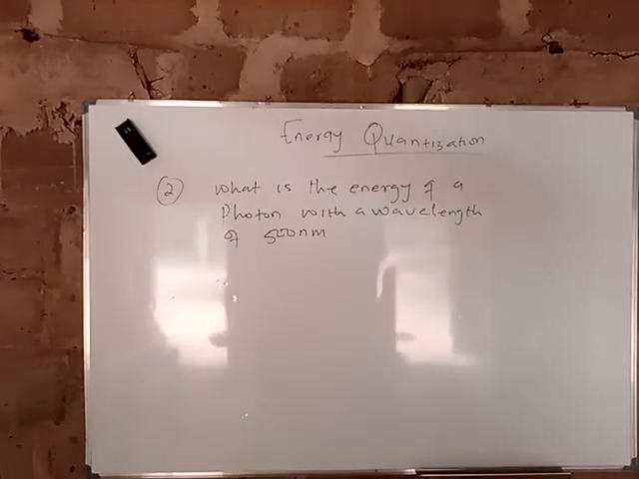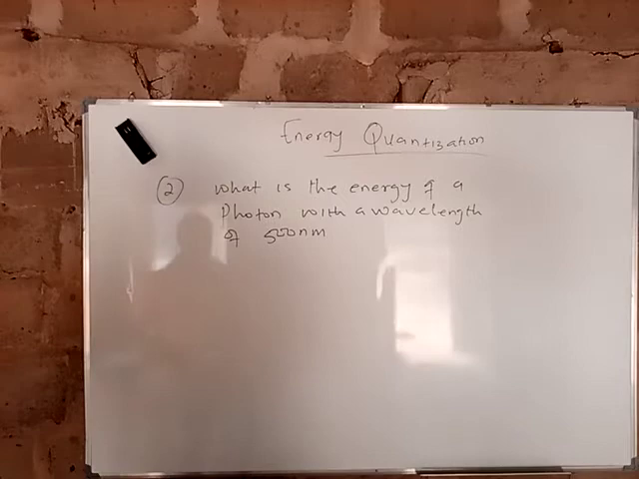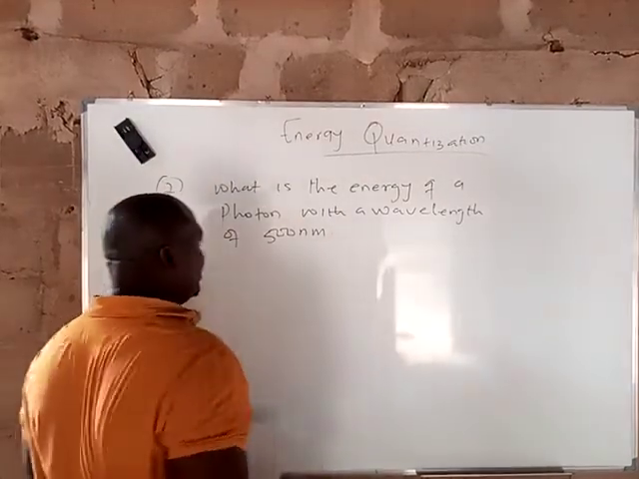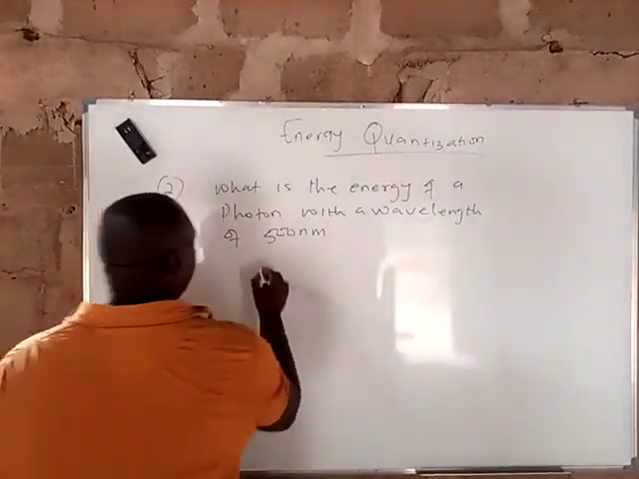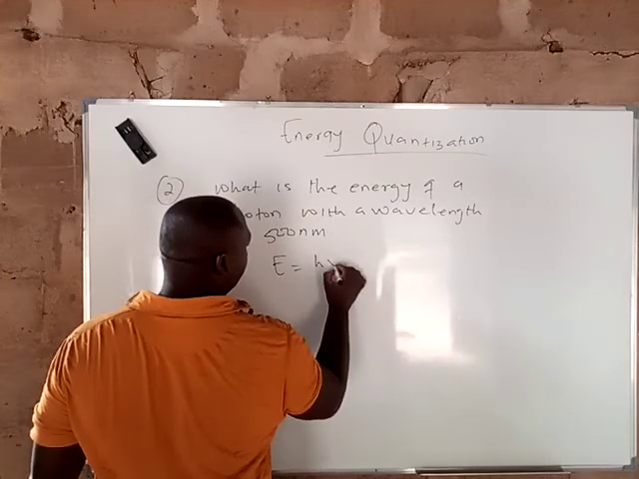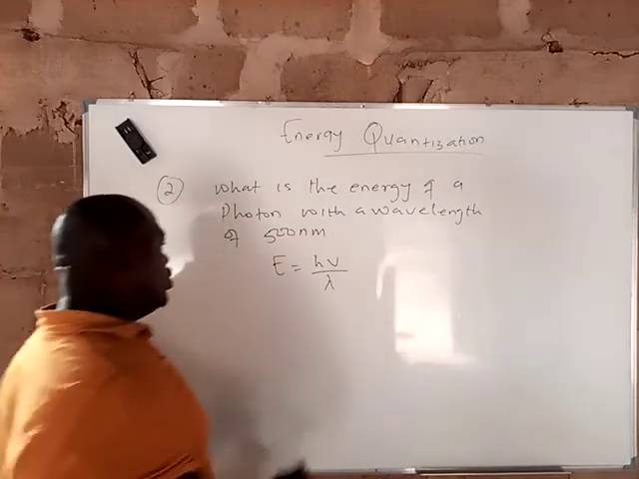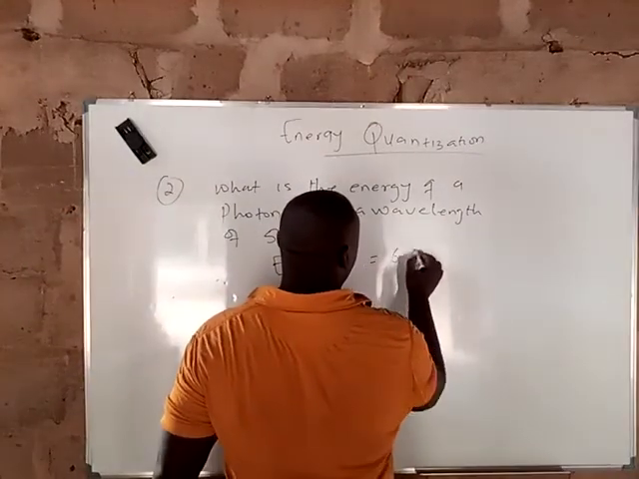This is another example, number 2. You can simply pause it and get the answer immediately. What is the energy of a photon with a wavelength of 500 nanometers? We already proved that energy is hv over lambda. At the beginning of our video, we proved it. So all you need to do right now is insert it.